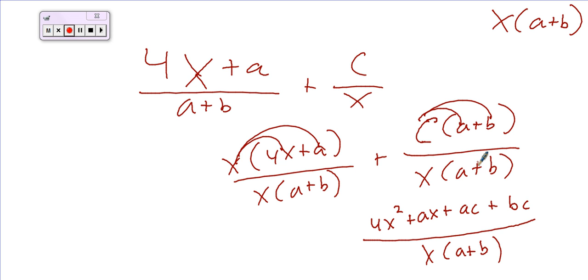What's my common denominator? x times a plus b. This one already has the a plus b. Oh. So I just have to have the x. It's what it's missing. Okay? We'll do a couple more. So, hashtag, it's okay. All right, let's try another one.